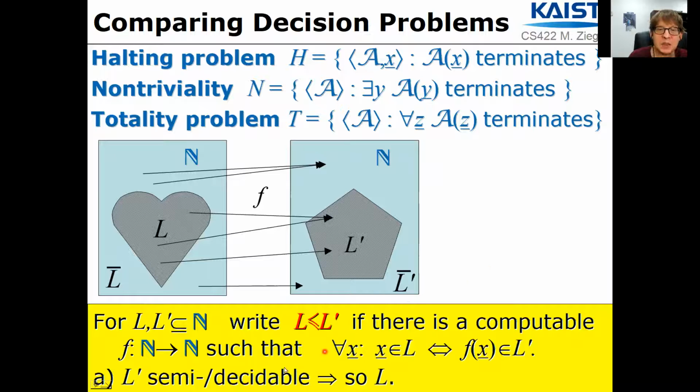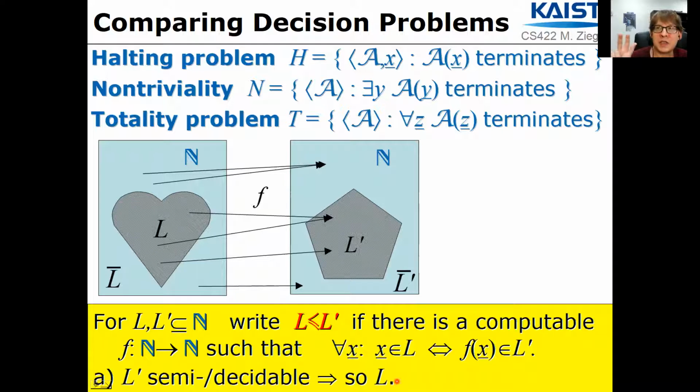Let's prove that. By hypothesis, there exists an algorithm which, let's say, semi-decides. Now let's start with decides. There exists an algorithm which decides L prime. Also by hypothesis, there exists a computable function with this property, which means there exists another algorithm. Let's call the first algorithm A and the second algorithm B. B computes the function, A decides L prime. How can we construct from that an algorithm that decides L?